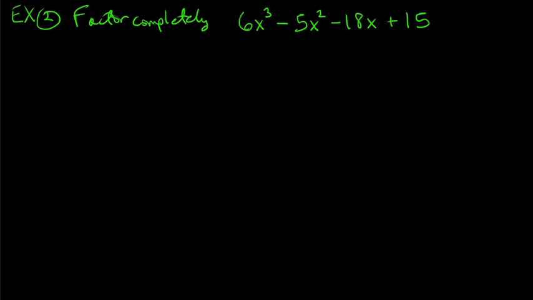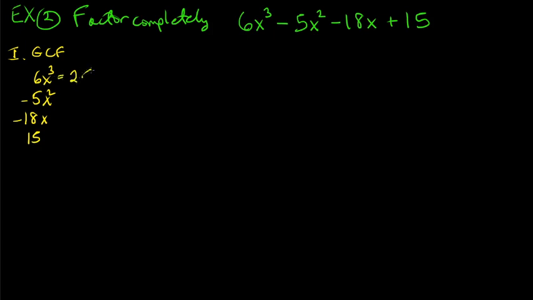Okay, next example. Factor completely 6x cubed minus 5x squared minus 18x plus 15. First step, as always, what's the GCF? So we have 6x cubed, 5x squared, 18x, and 15. I know some are plus, some are minus. The minus sign doesn't really matter. The first term is not negative, so we're not factoring out a negative. Notice there's no x in the last term here, so x is not a common factor. So it's really just the numbers.